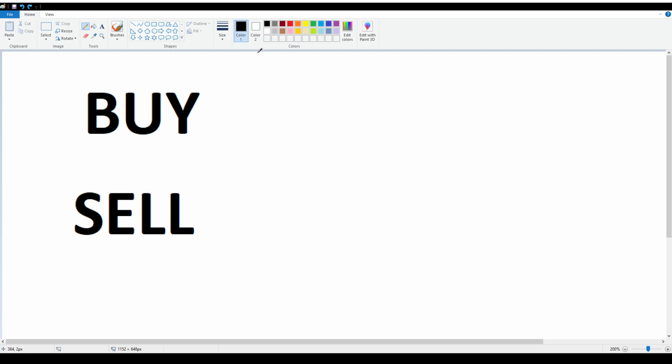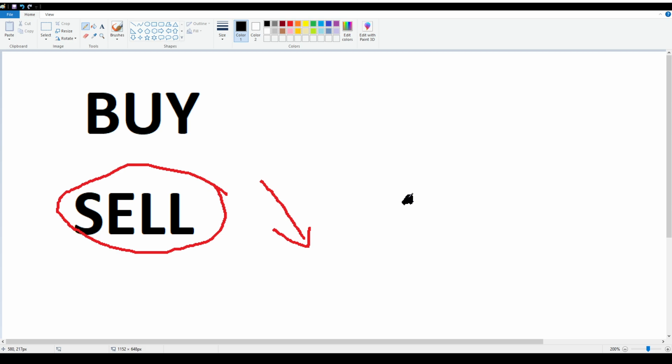Now the other button is selling. What does this mean? You sell when you think that the market is going to go down. Let's say the market is at this point here, and then let's say you sell at this point. If the market goes down, it means that you are making money.